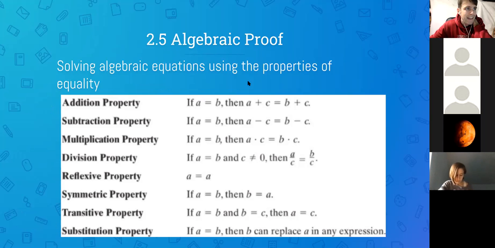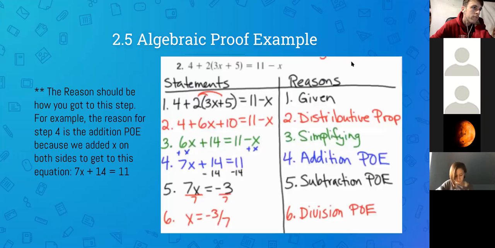All right, let's go ahead and look at an example of an algebraic proof. So there's a common misconception that I see people make with algebraic proofs, and I kind of try to write it out here on the side. What you write on the right-hand side should be how you got to that step. So for the first one, you got this because it was given. The next one, we're doing the distributive property here. So we got to this equation by using the distributive property. We took that 2 on the outside and distributed it. That's how we got here. That's why distributive property is our reason.